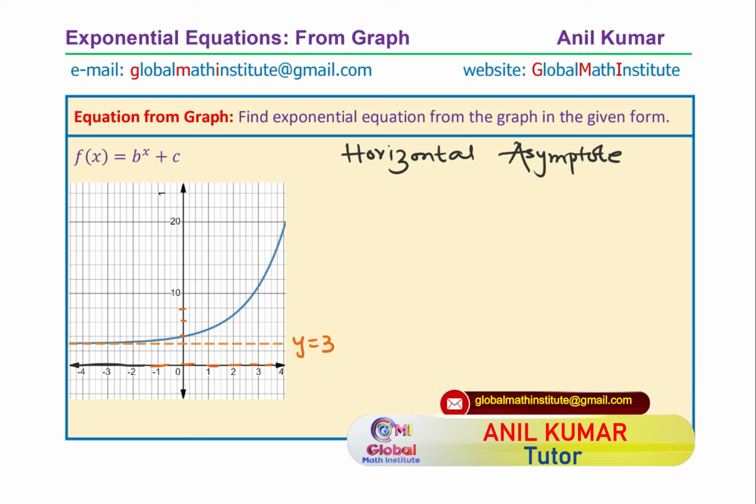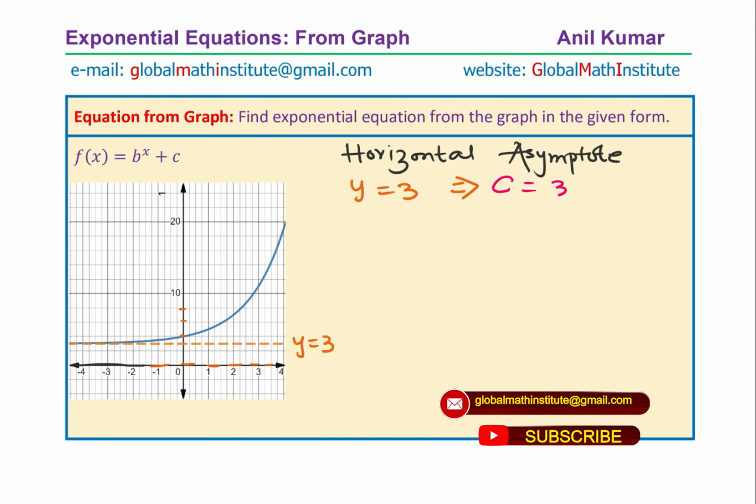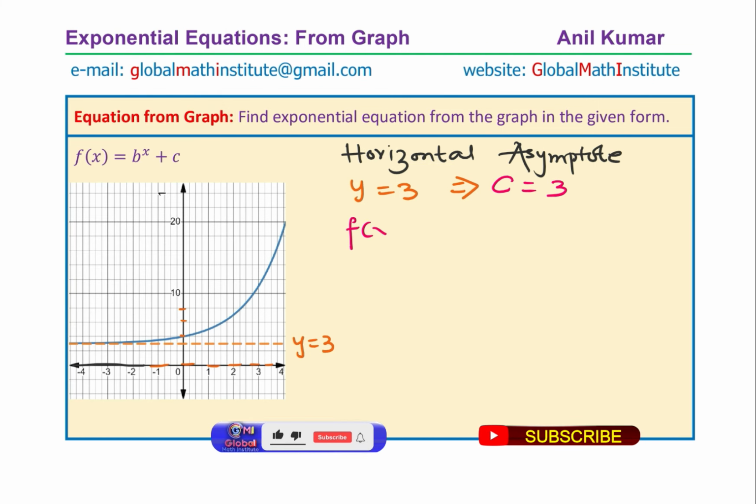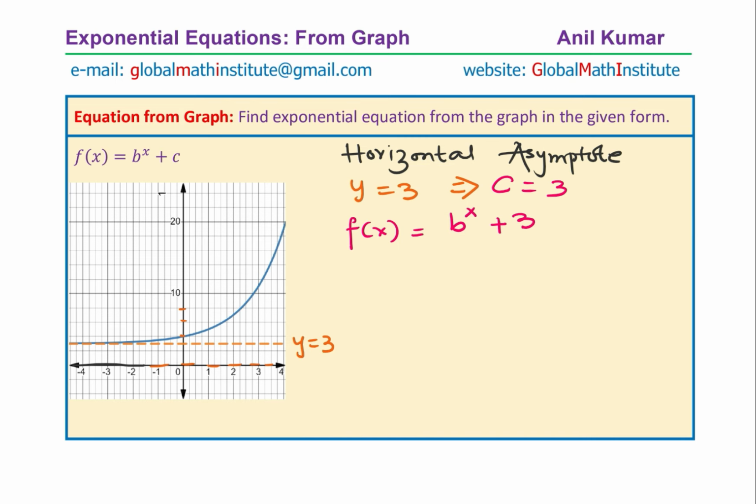So y equals to 3 is the horizontal asymptote. In this case, y equals to 3 is the horizontal asymptote. And that gives you the value of c. So we get the value of c as equal to 3. So we can write the function f of x as equal to b to the power of x plus 3. Makes sense? Correct? Since the horizontal asymptote is 3, right?